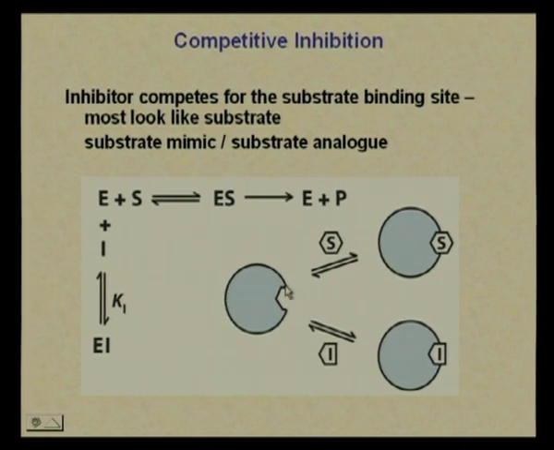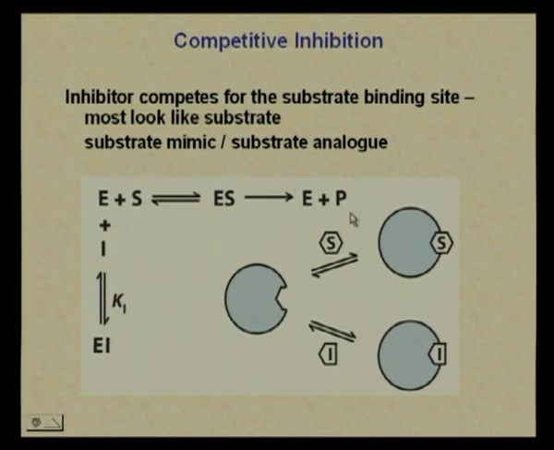So, if you want to design an inhibitor that is going to act on this particular active site of this enzyme, you have to design something that looks like the substrate. So, what you do is fool the enzyme basically into believing that it is binding the substrate, but it is binding the inhibitor. And what are you doing? You are decreasing the activity of the enzyme.